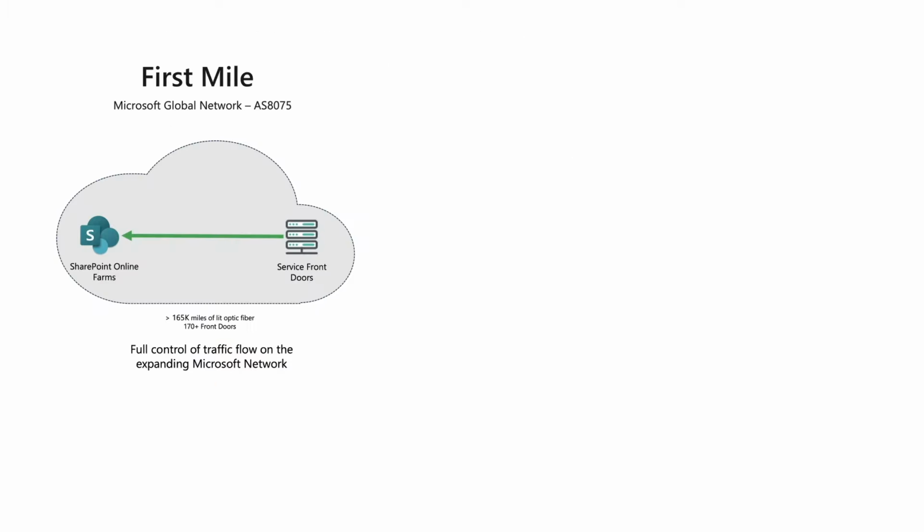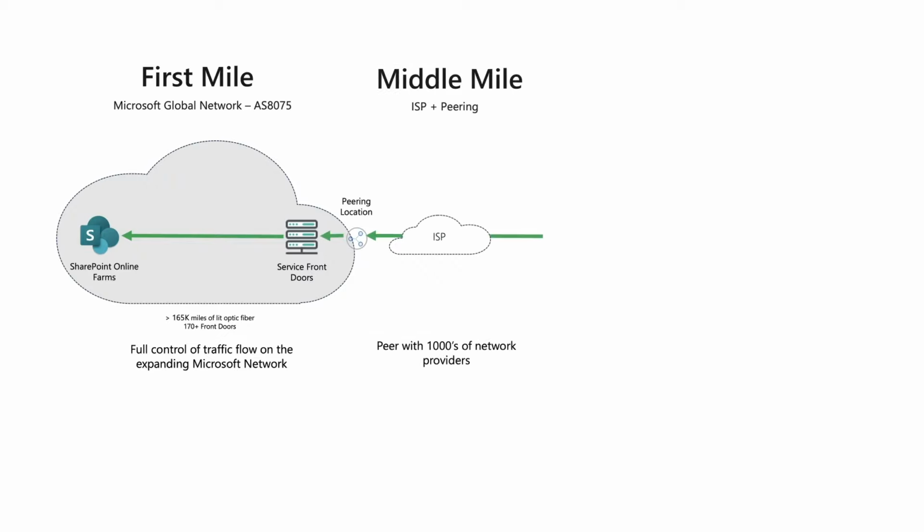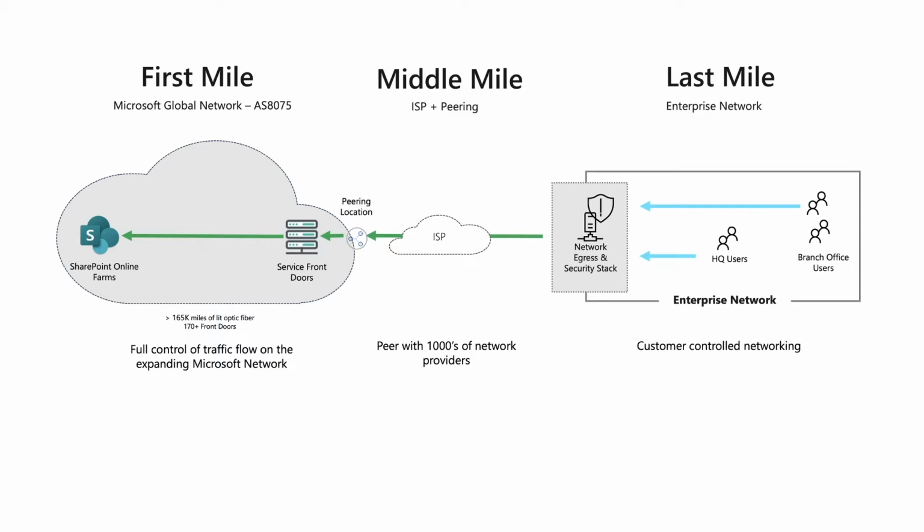Starting with the first mile. This is what Microsoft builds and operates, and we have great control over it. Once traffic enters our network, we can optimally route it to the right backend. Stepping out, we have the middle mile. Here we work with ISPs and network providers to make sure traffic's getting into our network as soon as possible. And finally, we have what we call the enterprise last mile. These are networks that are built and operated by customers like yourself.